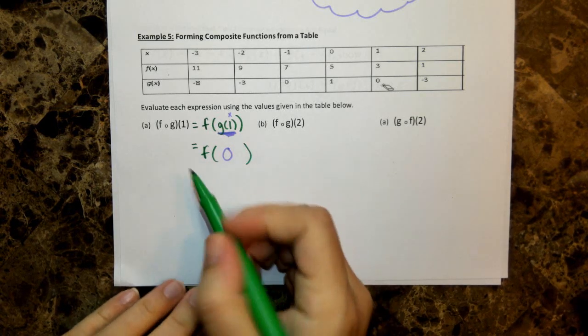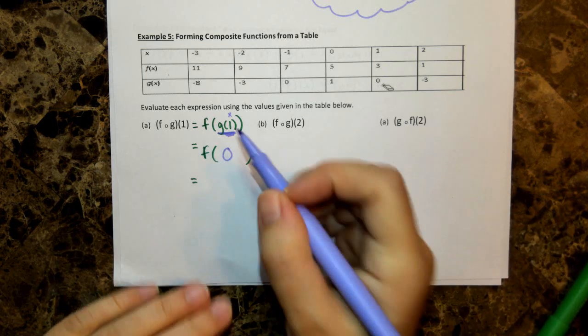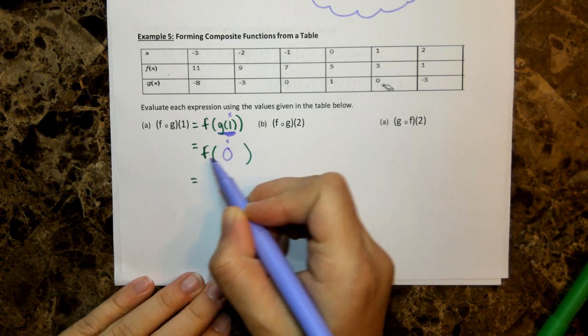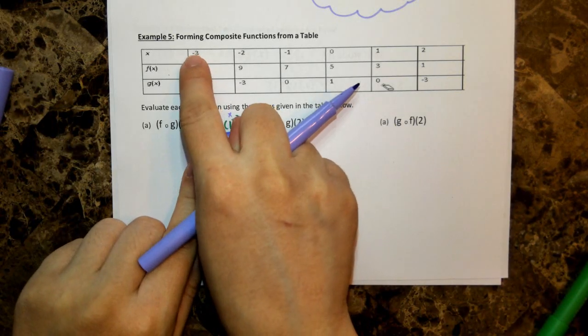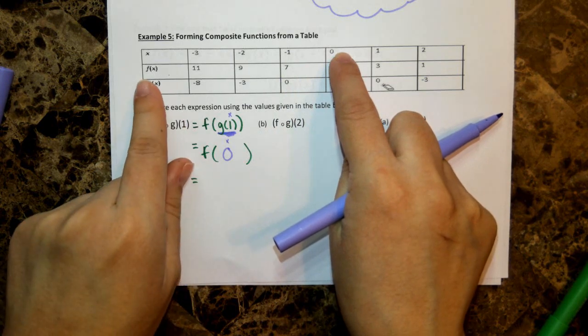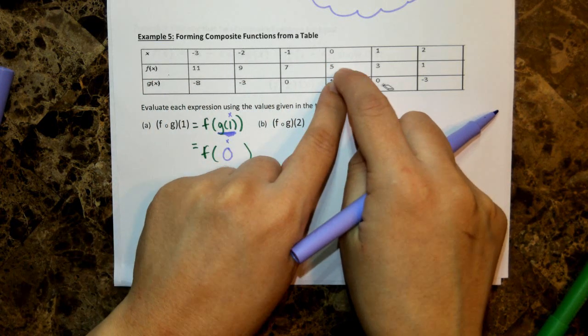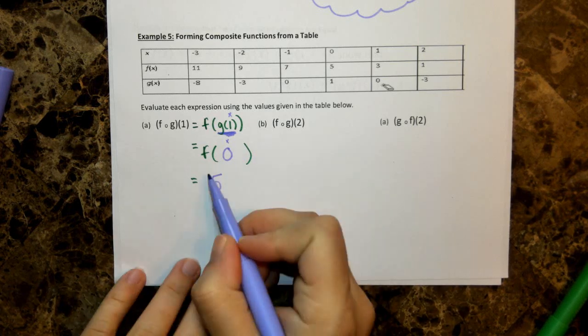And now I'm going to do the same thing, figure out what is F of 0. That just means when X is 0, what is the F function's value? So when X is 0, go to your top row, that's X. When X is 0, the F function will be worth 5. So this whole thing is equal to 5. And there's our answer.